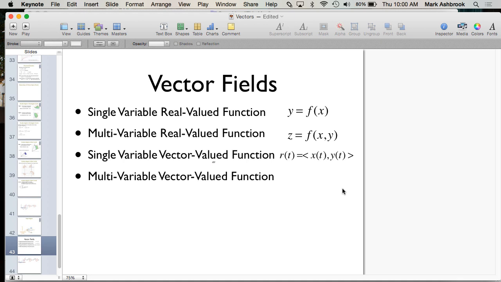This is the R2 version, right? And so how will that graph in R2? What will you get for the graph? A curve in the xy plane, but it doesn't have to be y as a function of x. It can loop around. It can loop back on itself. Any other single variable vector valued functions?